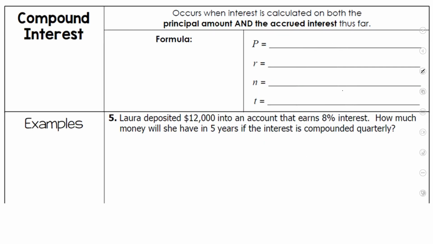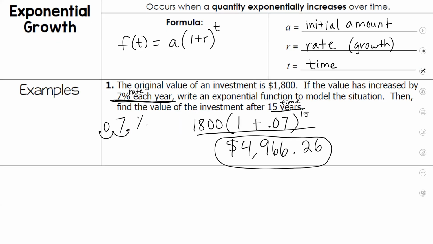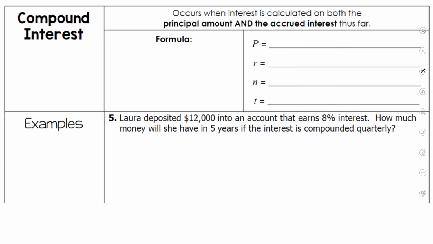Okay, now we're going to talk about compound interest. Compound interest is calculated on both the principal amount and the accrued interest thus far. So before, this is just taking into consideration the initial amount. However, as you increase, they're going to take into account the interest as well. So this is why this one will grow a lot faster. Compound interest is much better than regular simple interest.